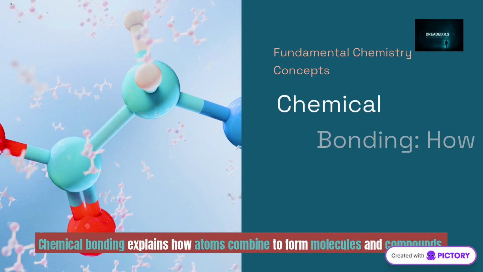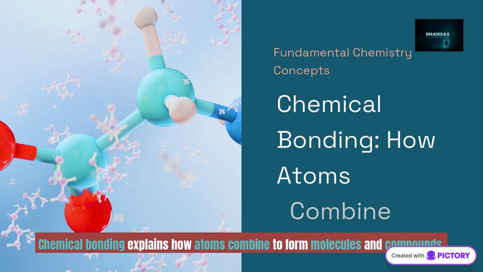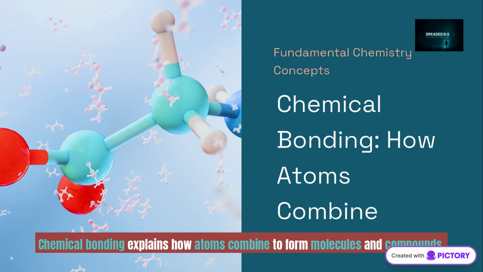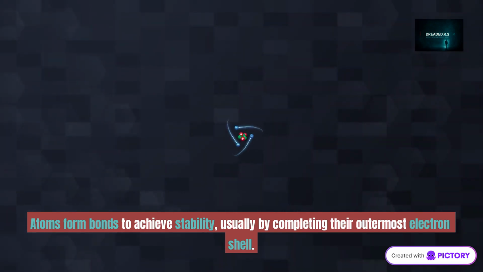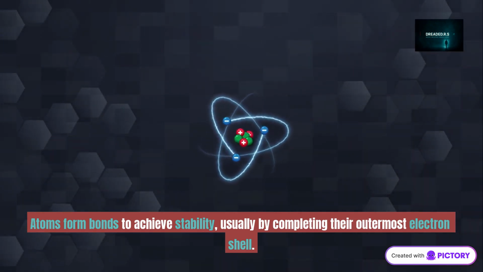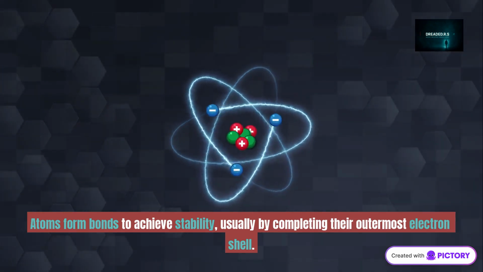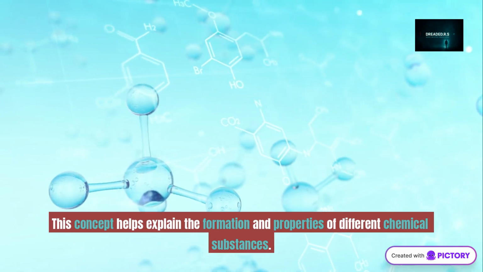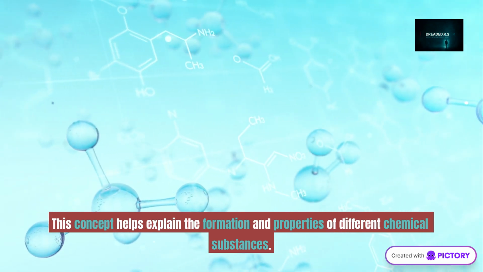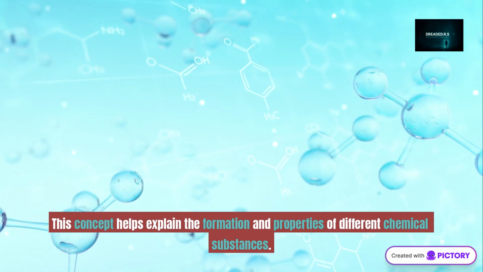Chemical bonding explains how atoms combine to form molecules and compounds. Atoms form bonds to achieve stability, usually by completing their outermost electron shell. This concept helps explain the formation and properties of different chemical substances.